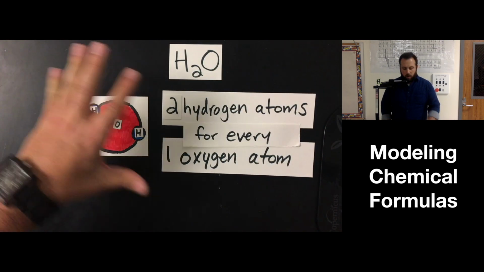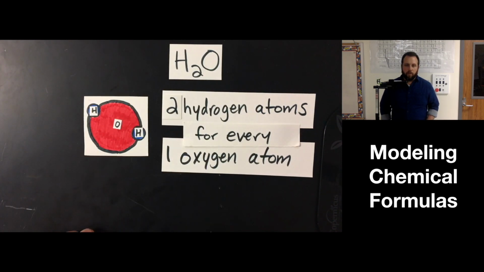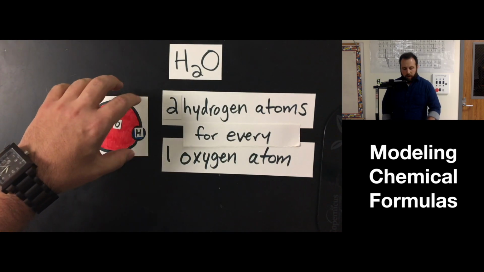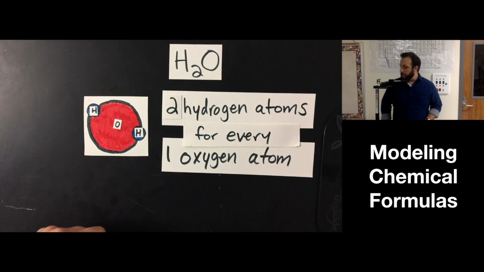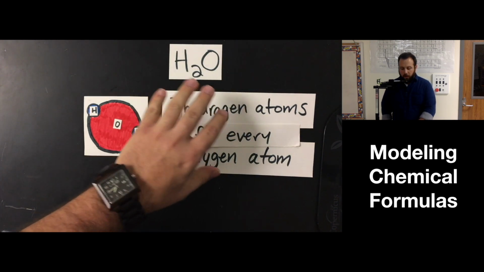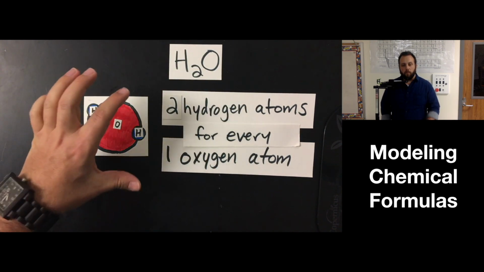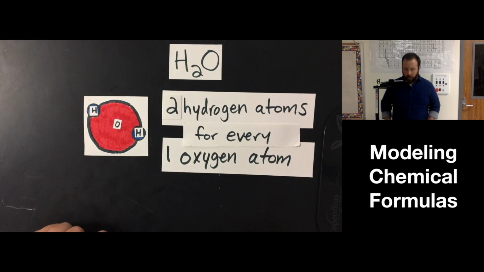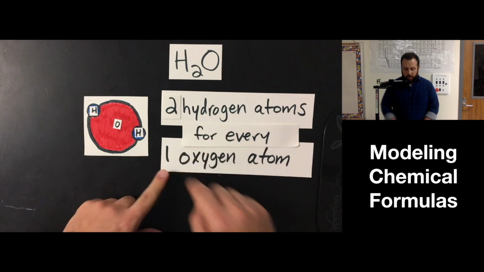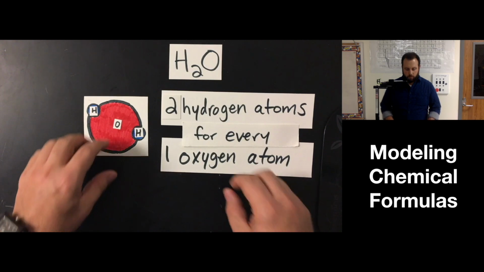So again, we get all this information from the chemical formula. We get the information of how to model it. We get information about how many atoms, what the ratio of the atoms is, and how many of each type of atom there are.